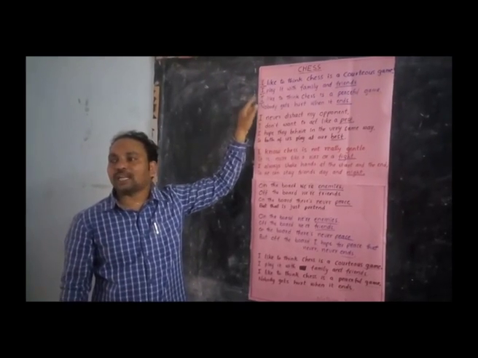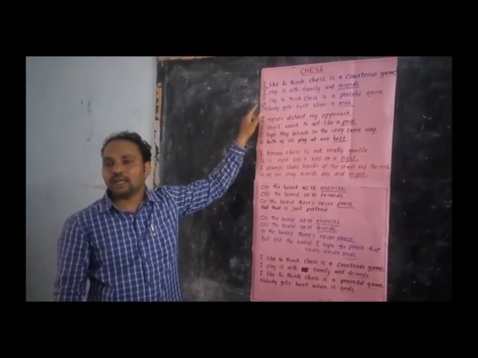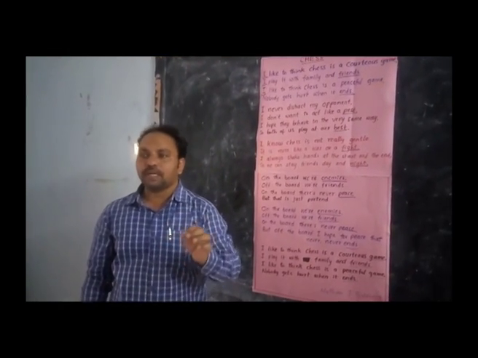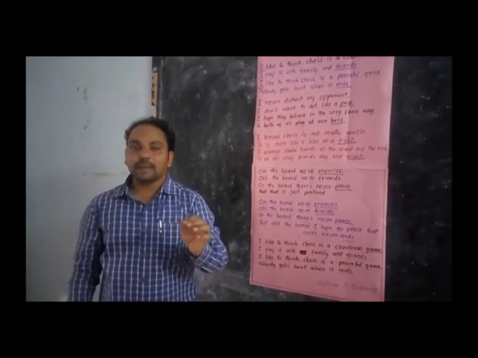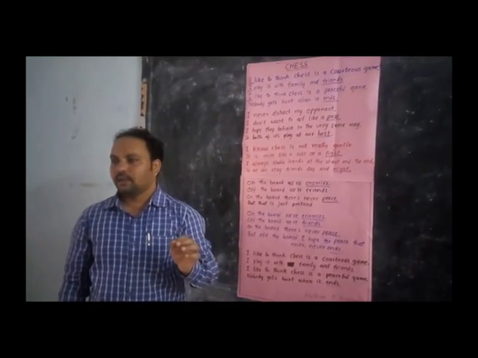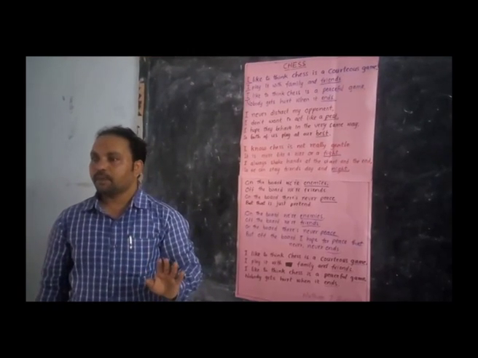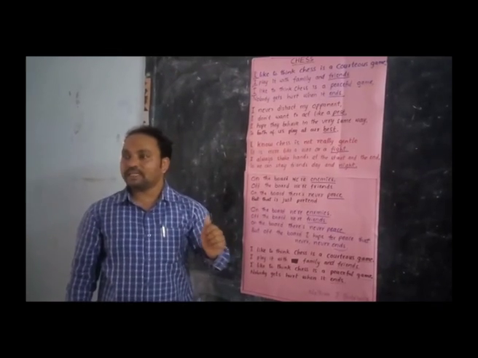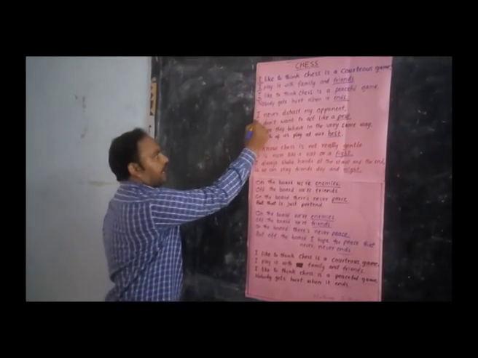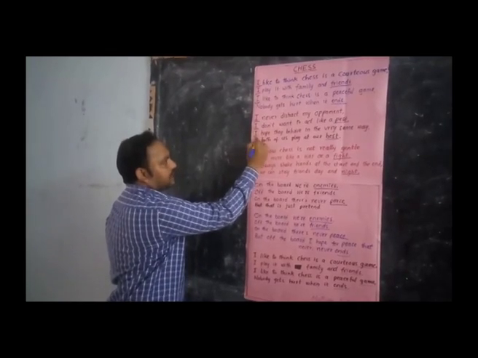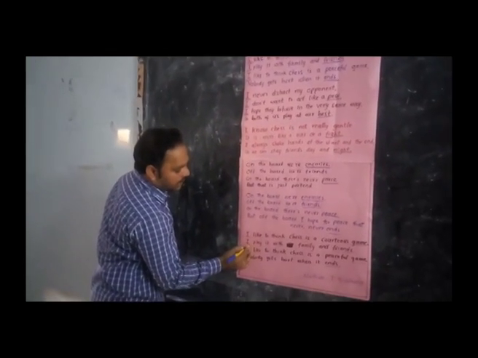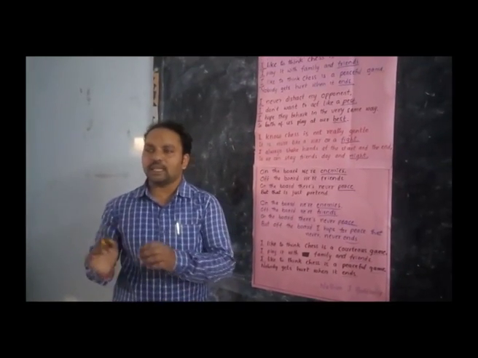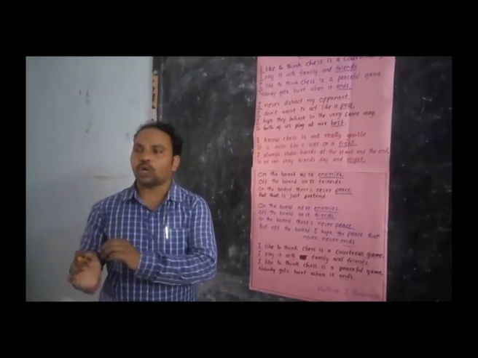This is called anaphora. What do we call it? Anaphora. Anaphora is the repetition of the word or words at the beginning of successive lines. Now, have you understood what is anaphora? Yes, sir. Can you identify such anaphora in this poem? Yes, sir. Now, where is it used? In the second stanza and also in the last stanza. If a single word is used at the beginning of successive lines, it is called an anaphora.